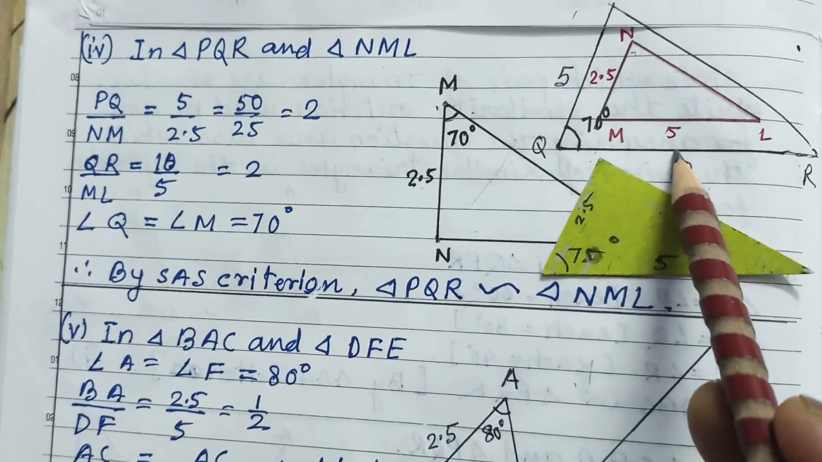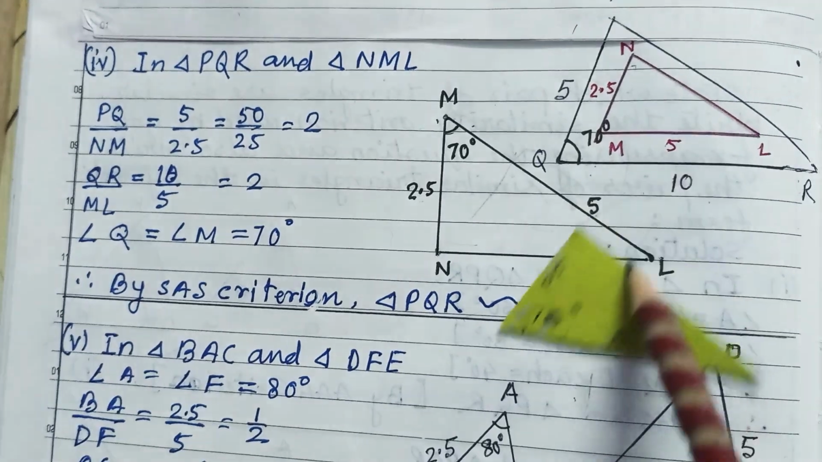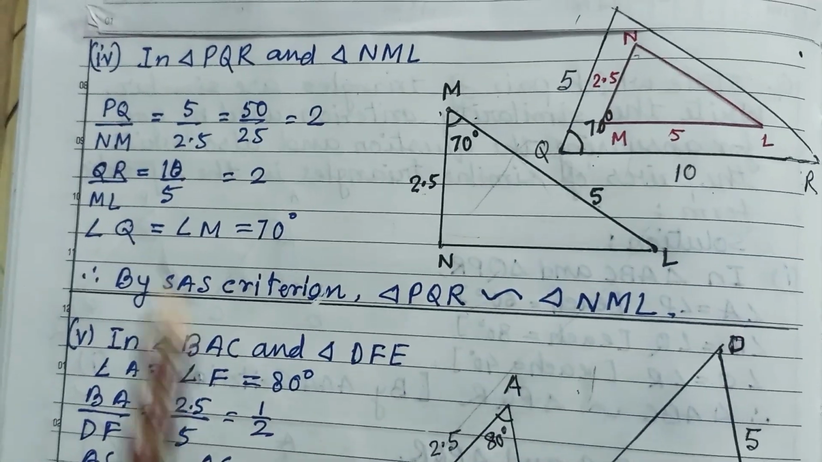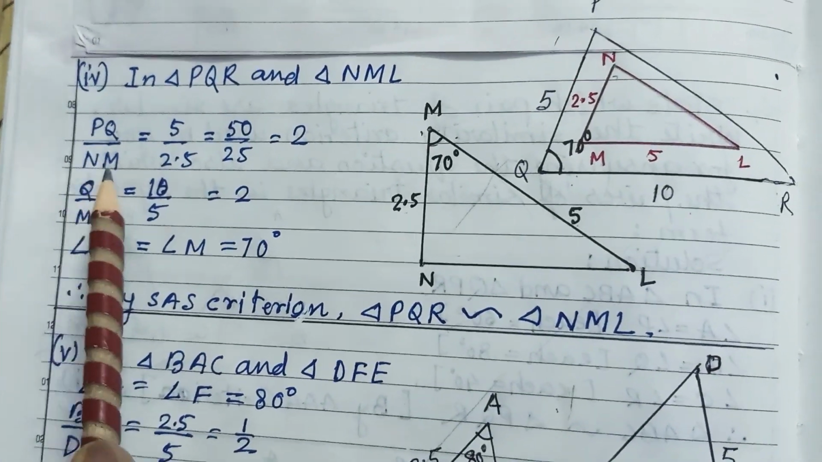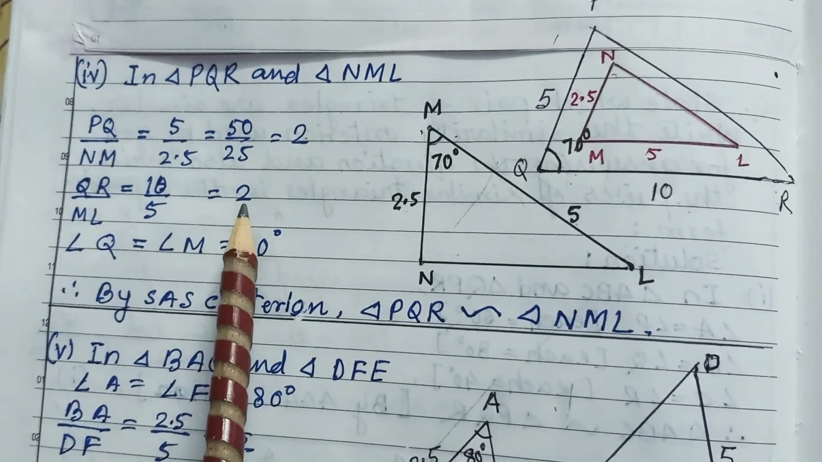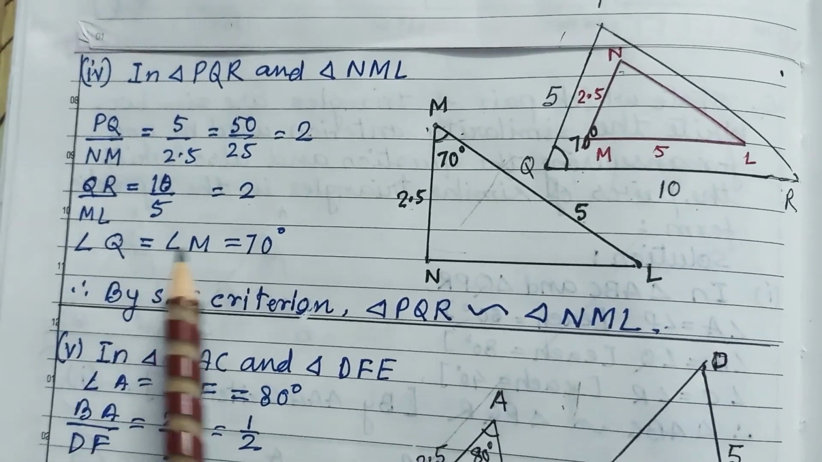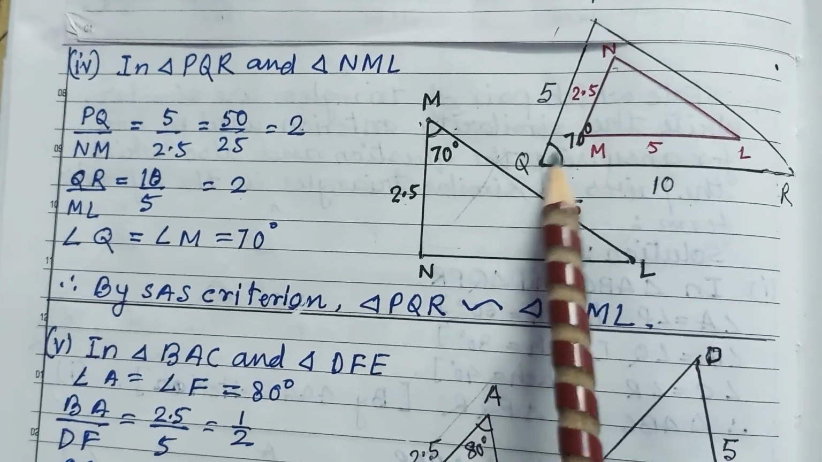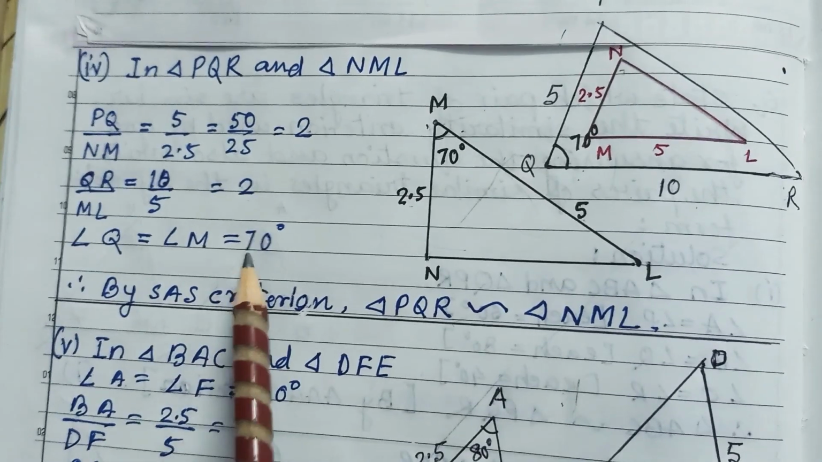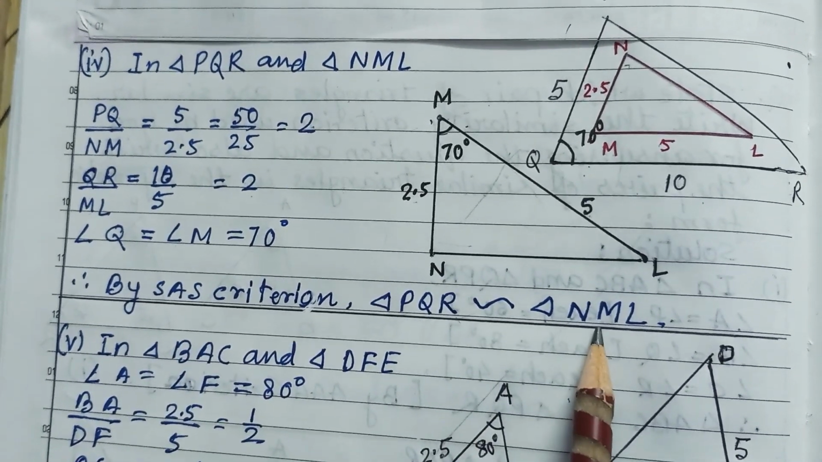2.5, it is 5. Now you compare these two triangles. PQ upon MN is equal to 2, QR upon ML is equal to 2. Check it from the figure. And angle Q is equal to angle M, these two are 70 degrees. Therefore, by the side angle side criterion, these two triangles are similar.